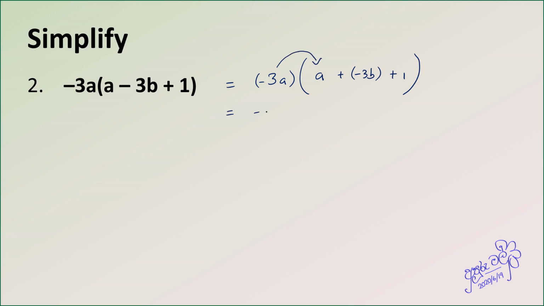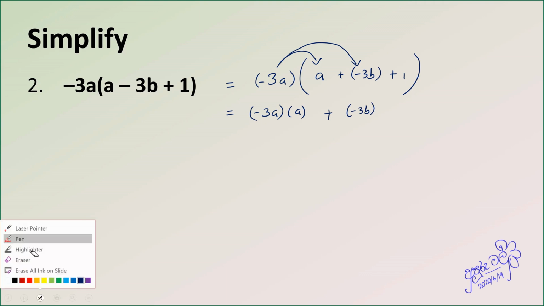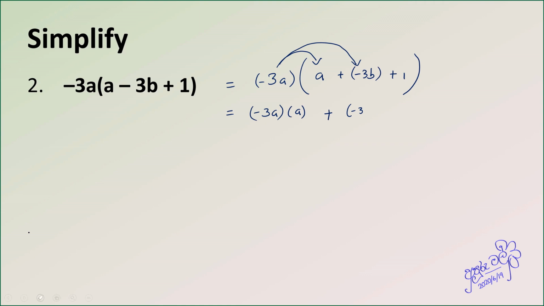Now let's distribute minus 3a to each of the terms. Minus 3a multiplied by a, and then add minus 3a multiplied by minus 3b. I should rewrite it. Mistake. And then minus 3a distribute to 1. Again comes with the plus sign like this. So we have expanded the multiplication. So we can now perform the individual multiplications.